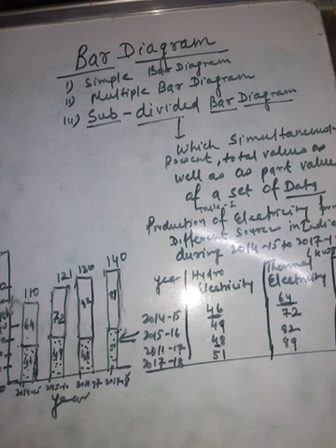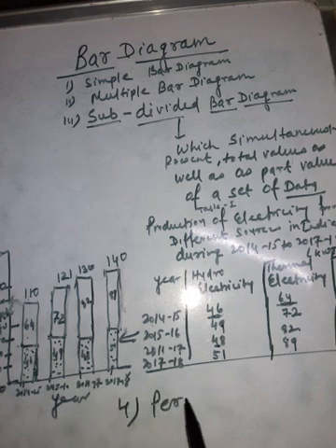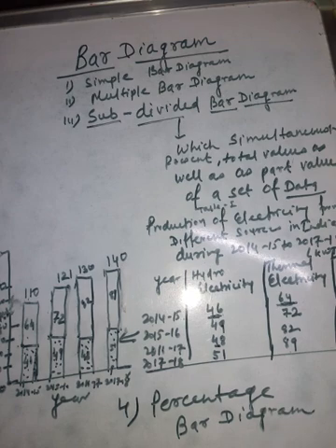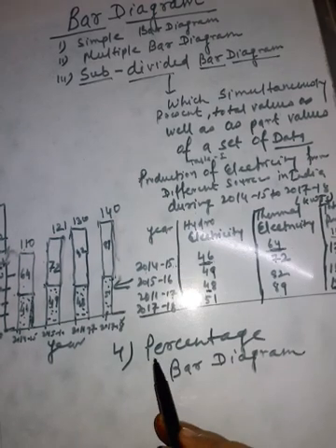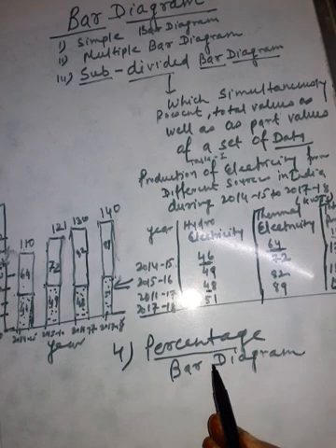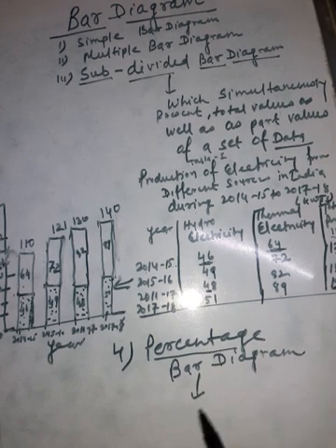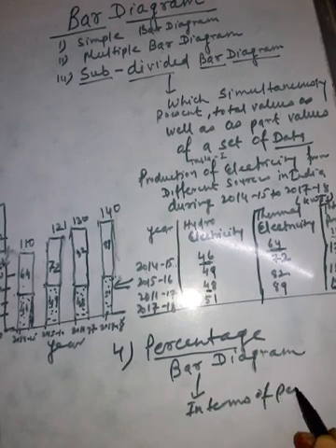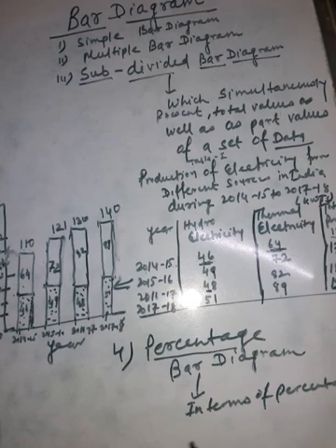Now the next one, after the third one, the subdivided bar diagram, the fourth one is the percentage bar diagram. What is a percentage bar diagram? Again, the name itself suggests it. Those diagrams which show simultaneously different parts of the value of a set of data in terms of percentage. Here the set of data will be in terms of percentage.